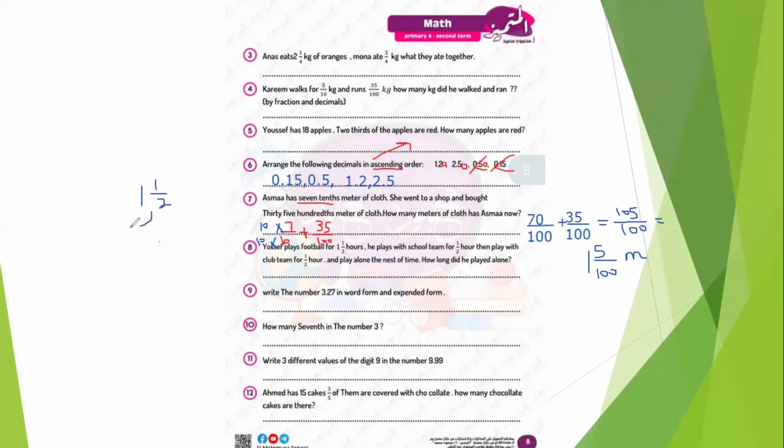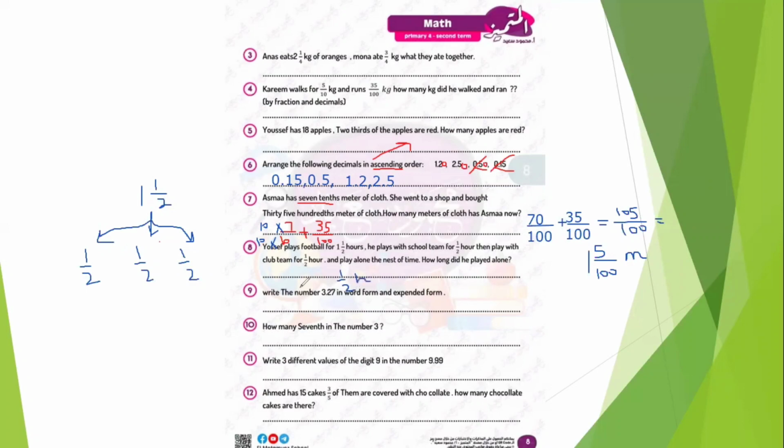The total number of hours is 1.5. Half an hour with the school team, half an hour in the club, and the rest is also half an hour, because 1.5 means half plus half plus half. So the answer is half an hour.